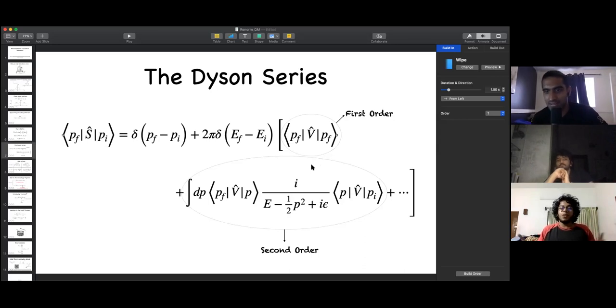But that's not the only thing we need to deal with. You just insert a resolution of one, a complete basis of P, in the middle.